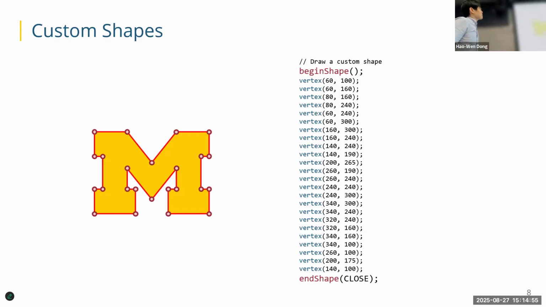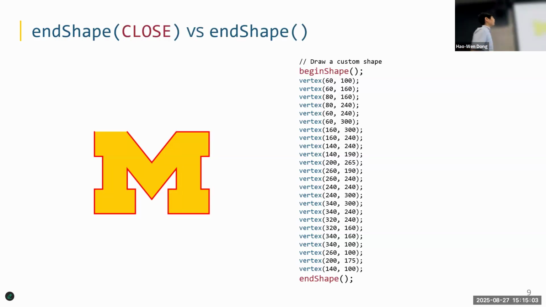So this is another way to get the constant shape, but at the end, you need to make sure that you close it. So endShape(CLOSE). If you don't do it, you will get something like this. When you have the stroke, the outline, you will see it's missing one final segment because you didn't actually go back. Once you close it, it will get the final line connecting and close the curve.